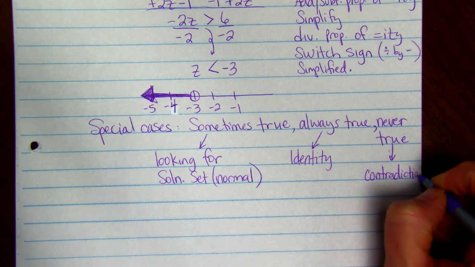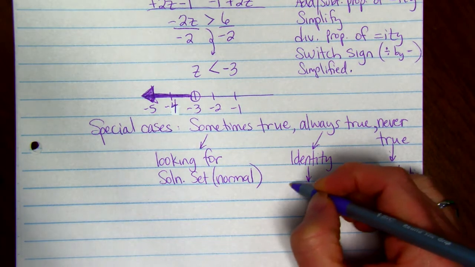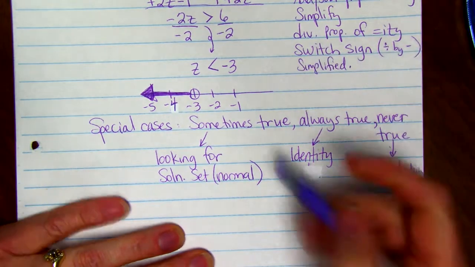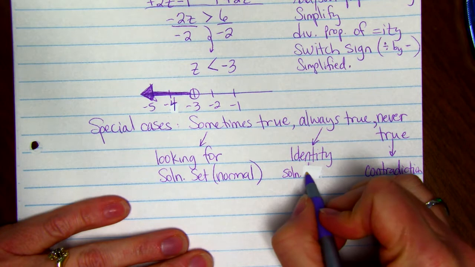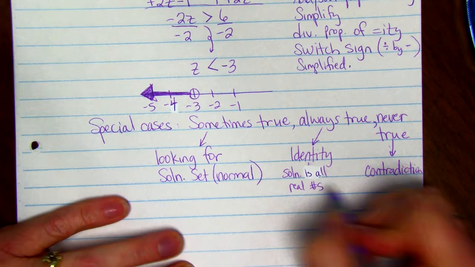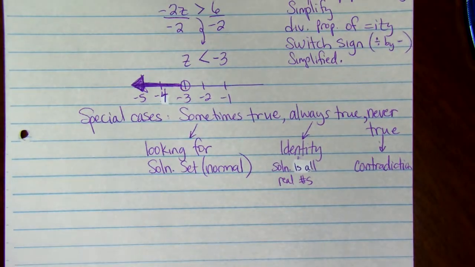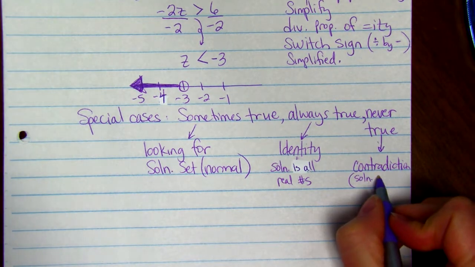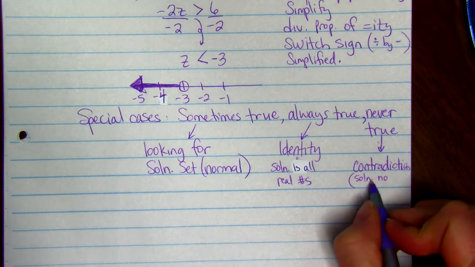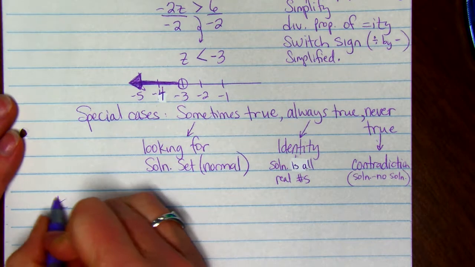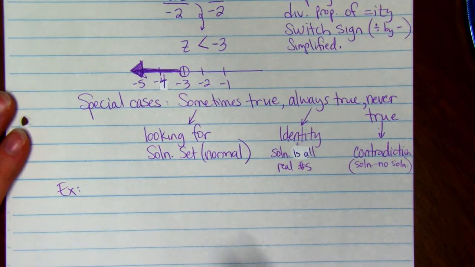The solution to an identity is all real numbers. We'll just put solution is all real numbers. So if you graphed it on a number line, you just make the whole number line solid. Contradiction, the solution is basically no solution. There won't be a solution at all. So I just want to give you some examples of those special cases.